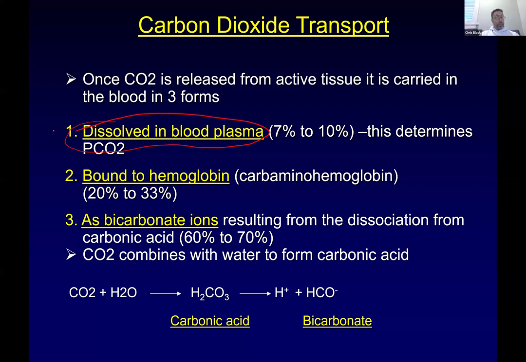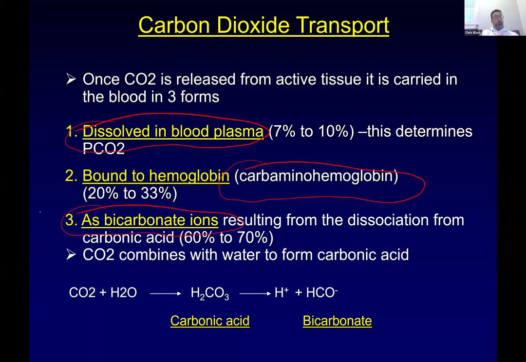We actually bind some carbon dioxide onto hemoglobin, and that's somewhere between about a fifth to a third, so 20 to 30%. We call this carbaminohemoglobin. So the O2 leaves at the tissue level, and then CO2 comes in and binds back onto that hemoglobin, displaces some of that oxygen or takes its place, and we carry some that way.